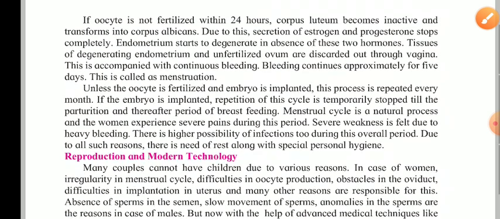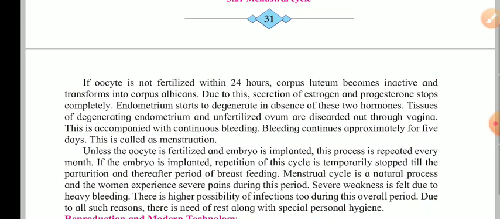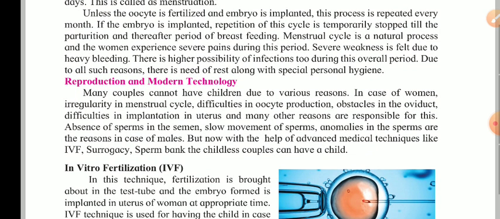So in this, we have studied the male reproductive system, the female reproductive system, then gamete formation and fertilization, and at the end, the menstrual cycle in women. In the next part, we will discuss reproduction and modern technology.